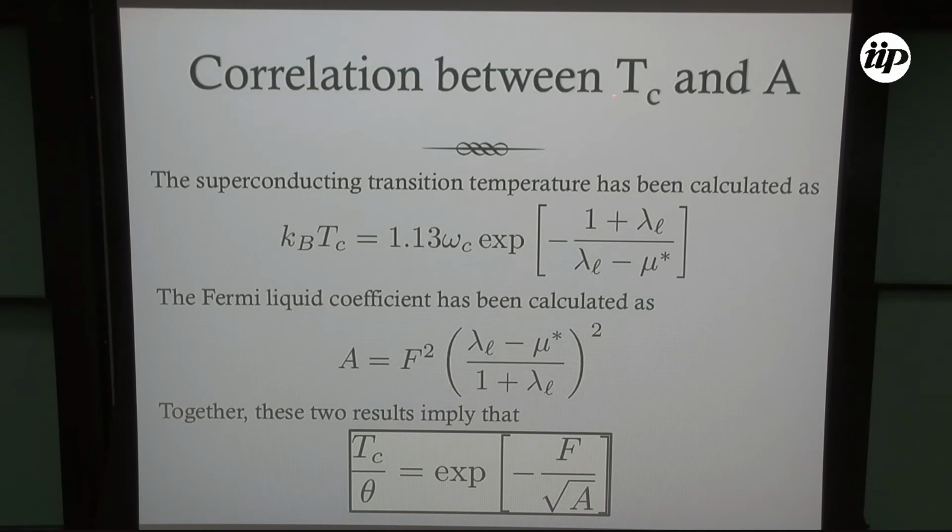So how to connect Tc and A? Now it's a simple exercise. We have the expression for Tc with inside the exponential 1 plus lambda divided by lambda minus mu. A is proportional to the inverse of this quantity, with some proportionality factor to give the proper dimensionality. And together, these two results impose this relation here. Tc divided by something with the dimensions of temperature should be equal to the exponential of something with the proper dimension divided by the square root of A.